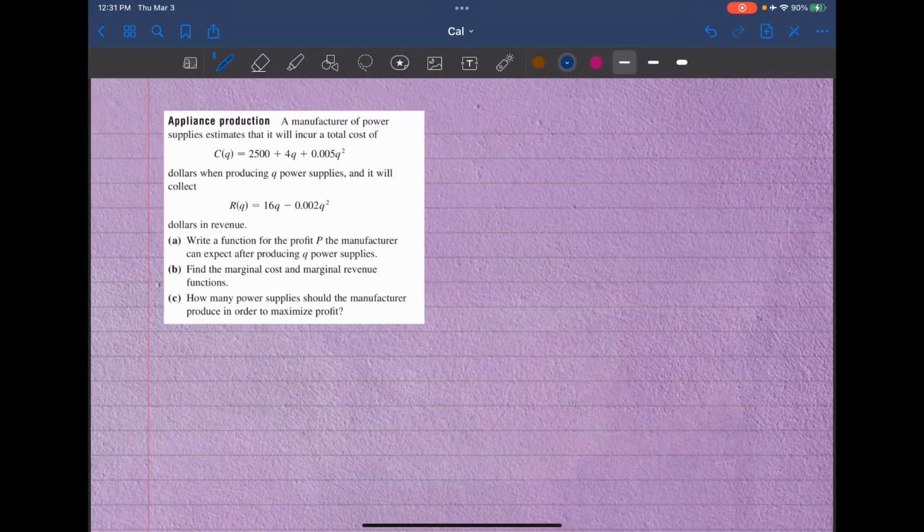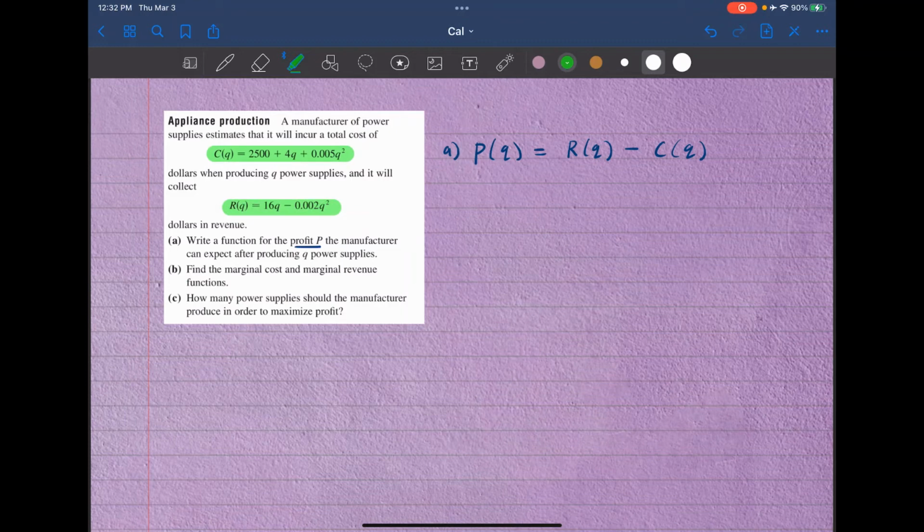Now let's go ahead and try this problem. So again, we're given the cost function, and in this problem we're also given the revenue function right here. So we're given two different formulas for two different things. And for the first part, we want to write down the profit function of this manufacturer. As we saw earlier, the profit function P of Q is simply the revenue minus the cost function. So we know the cost function is given as this formula, revenue is given as that formula, we just subtract them.